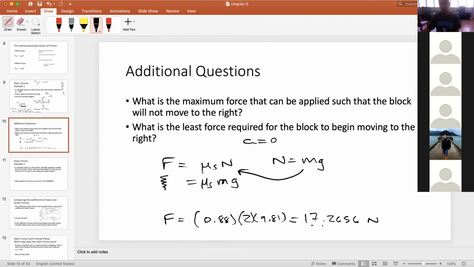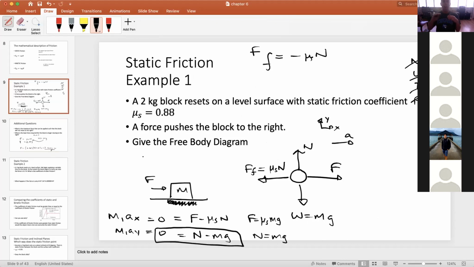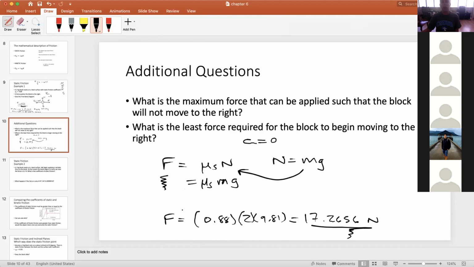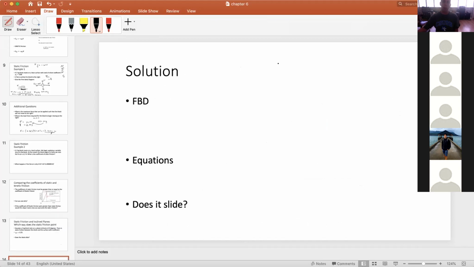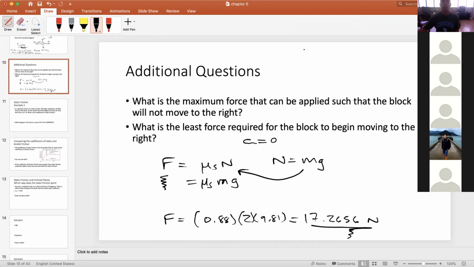Now, what is the maximum force we can apply to this block? This is the maximum force. Once we overcome this friction, it starts moving. So we're assuming in this problem that it's enough force that it's not moving yet, but an instant from now it will be. What if I apply a force of 17.26560000000001? If I apply that force, it starts moving to the right.